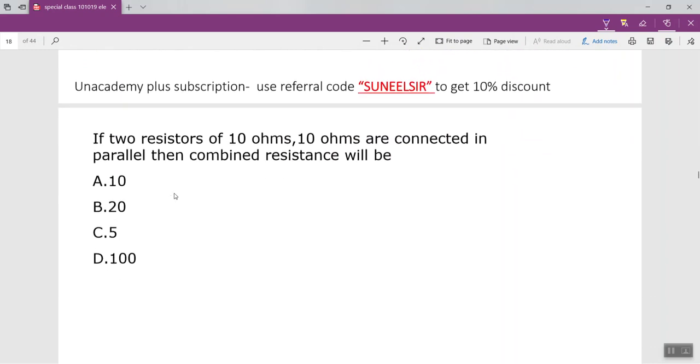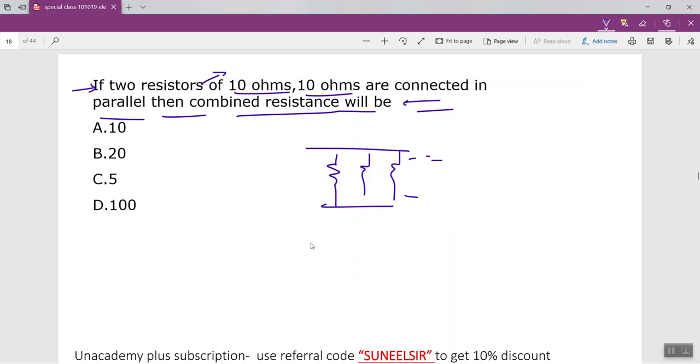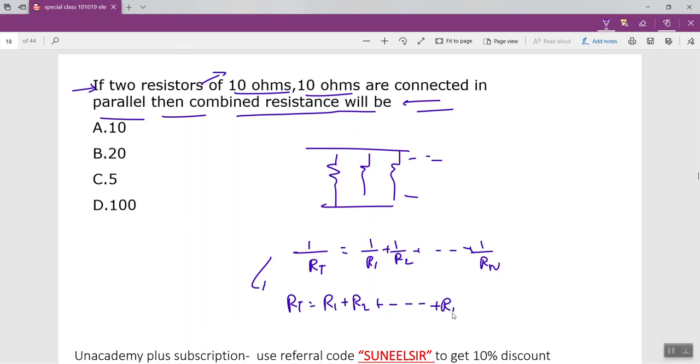And the next question. If two resistors of 10 ohms and 10 ohms are connected in parallel, then the combined resistance will be dash. Whenever resistors are connected in parallel, the total resistance is given by 1 by R total equals 1 by R1 plus 1 by R2 and so on up to 1 by Rn. If they are connected in series, then R total is equal to the sum of the individual resistances, R1 plus R2 and so on up to Rn.